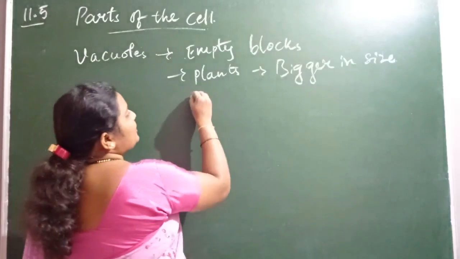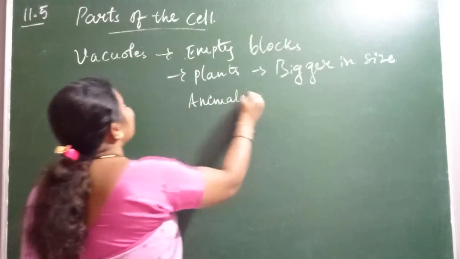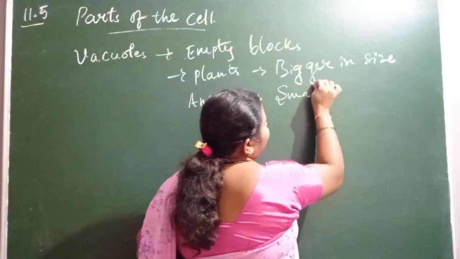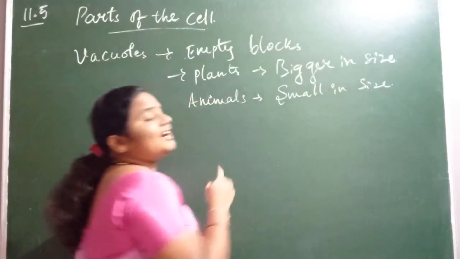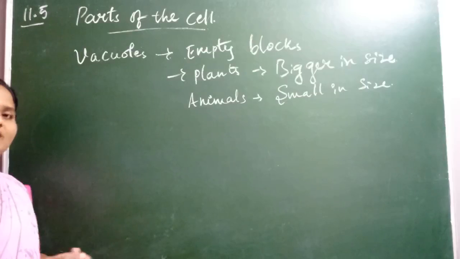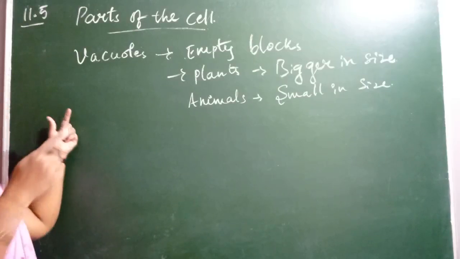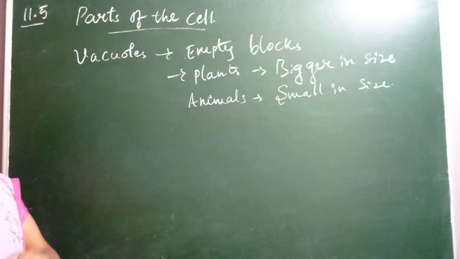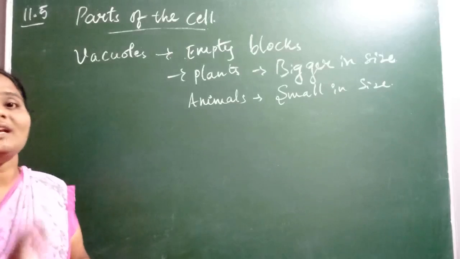In the case of plants they are bigger in size, whereas in animals, children, vacuoles will be present but small in size. Understand, children? Vacuoles are nothing but empty blocks present in the cell. Their main function is to store food. In plants, a cell consists of a big empty block-like structure. In animals, the vacuoles will be small in size.